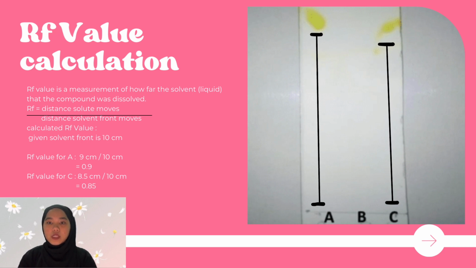So we will be using the formula RF equals distance solute moved divided by distance solvent front moved. Given that the solvent front is 10 cm, the calculated RF value for A equals 9 cm divided by 10 cm, which equals 0.9. The RF value for C is 8.5 cm divided by 10 cm, which equals 0.85.